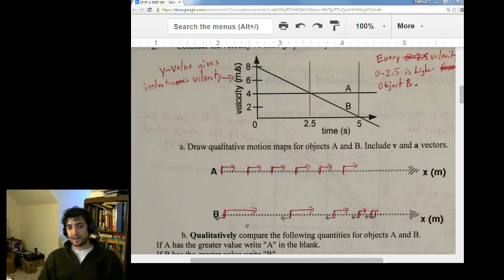The acceleration vectors, which are there, are all pointing to the left. This is because acceleration is the slope of the velocity time graph, and we see that the slope of this graph is a constant negative value. So the arrows point to the left, which is the negative direction. They're all the same length because the acceleration is constant.